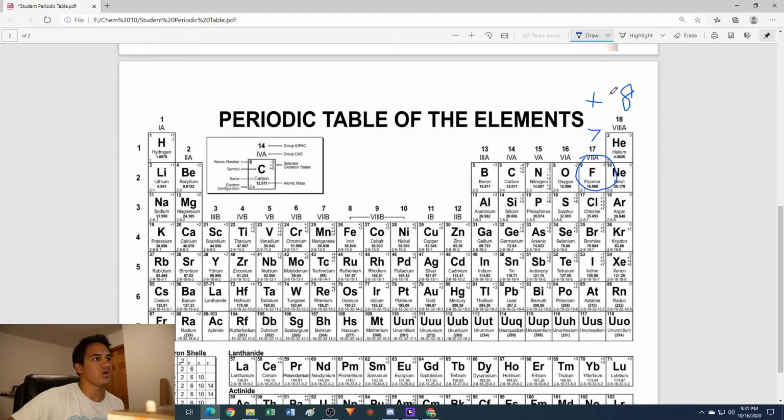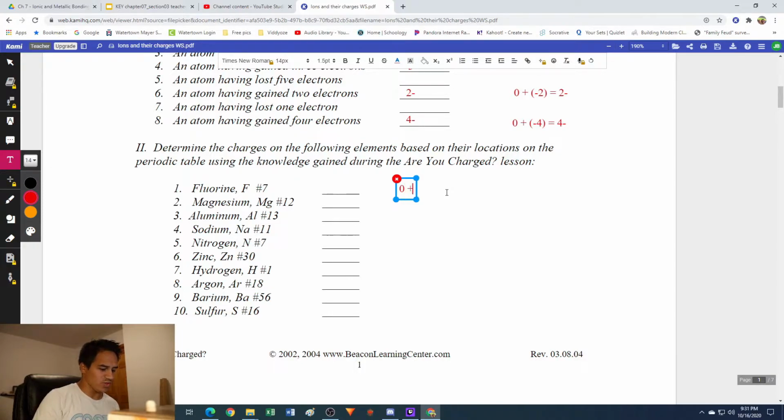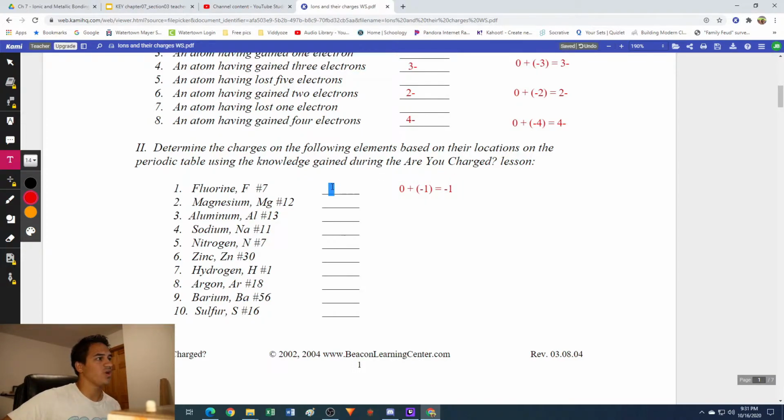Gain 1, plus 1. Now, I'm not writing plus 1 because it's positive 1. I'm writing plus 1 because we're gaining 1. But remember, electrons are negative. So if we are gaining a negative electron, we are going to make a charge of negative 1. So the charge on fluorine is, of course, going to start at 0, plus we are gaining a negative electron, which means that we will have a charge of minus 1 or 1 minus.